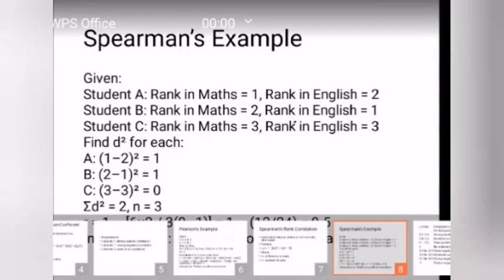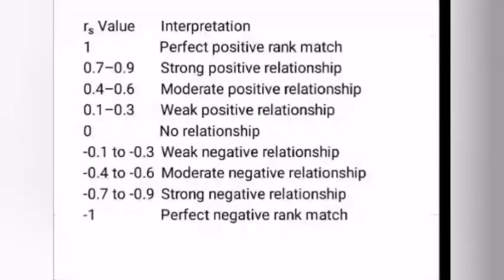So this is a detailed way of interpreting the values, your answer. If your answer is 1, that is a perfect correlation. If your answer is between 0.7 to 0.9, that's a strong positive correlation or relationship. Correlation is the same thing as relationship. If your answer is between 0.4 to 0.6, that's a moderate positive correlation. If your answer is at 0.1 to 0.3, that's a weak positive relationship.